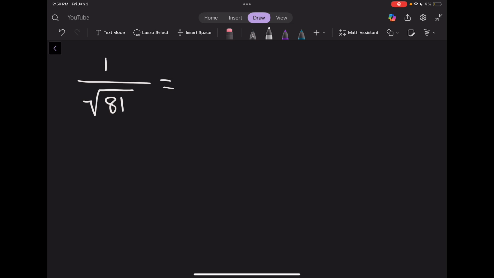What if I wanted to simplify this fraction? Well, because we did it earlier, I know that the square root of 81 is 9. So simplifying this fraction gives me this.